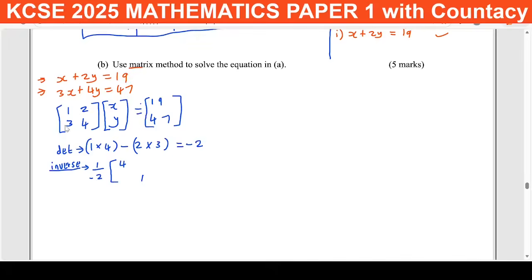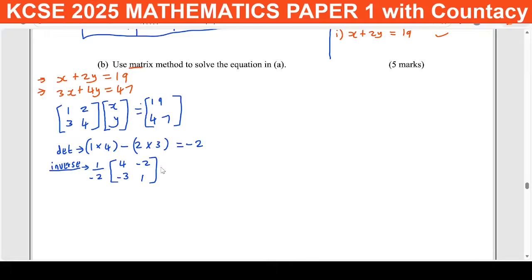But now for the remaining elements, we change their sign. This was a positive, therefore it's going to be a negative. This one was a positive, it's going to be a negative, like that. But if this was a negative, we would have written 2. If this was negative 3, we would have written a positive 3. The idea here is that we are changing their signs, regardless of the sign that they have initially.